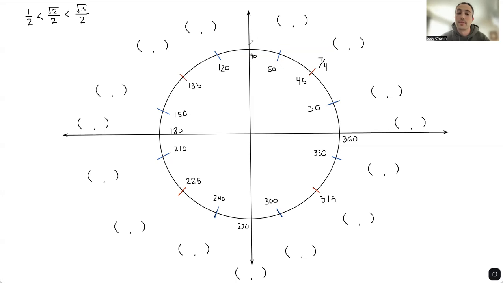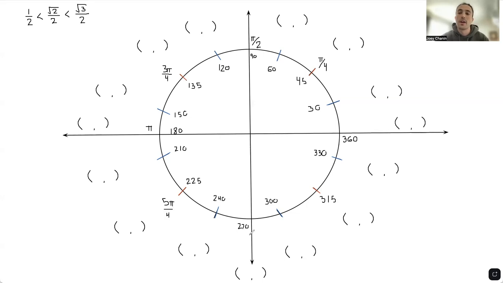Then to the axis, we have 2 pi over 4, which if you think about it, simplifies to pi over 2. So 1 pi over 4, 2 pi over 4, 3 pi over 4. Next, at 180, we have 4 pi over 4, which simplifies to pi. Then 5 pi over 4.